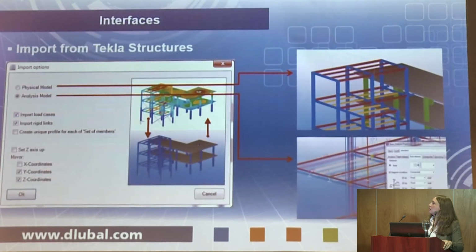When importing a model from Tekla to Dlubal, as you can see, you can import the physical model, but we have to remember that if, for example, members are not connected, we will not have this connection in our software, in Dlubal software, so we have to work on it in our program. Also, we can import the analytical model, which I will show in a second. We have a few options there. We can also import load cases from Tekla, and we can import rigid links. I will tell you something more about it in a second. Here you can also see the difference between the analytical and physical model on the right part of the slide.